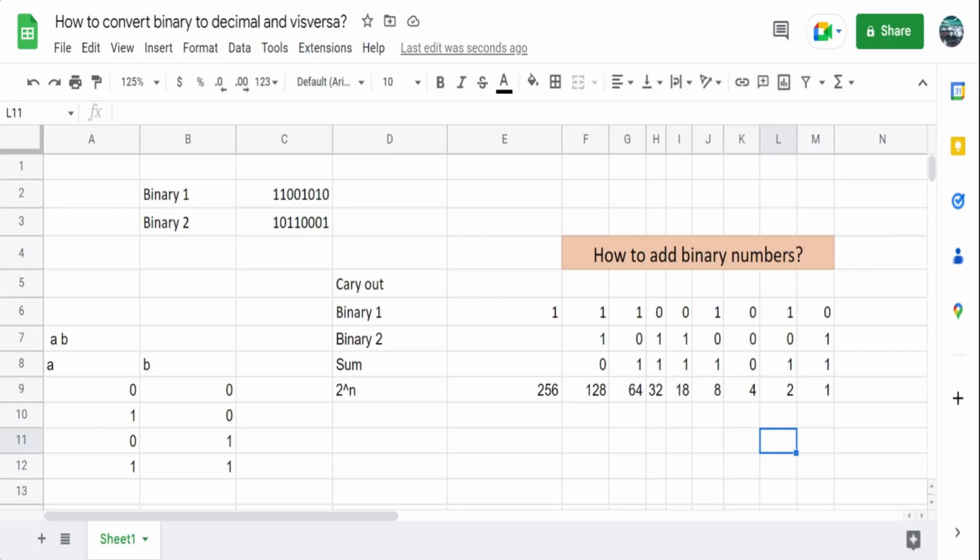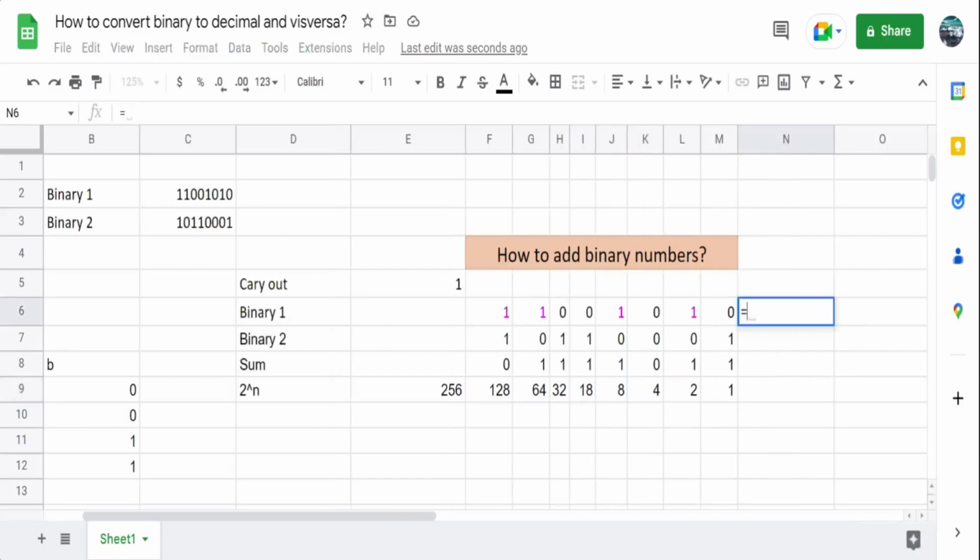So what we are going to do is, this is binary number one, this is binary number two. And the carryover will move to here, not to the binary number one. Now let me check the sum by converting it to the decimal numbers. I will add any 2 to the power of n value that has a value of 1 only. That means only this, this, this, and this have an input value of 1. So I will sum up this, this, this, and this.